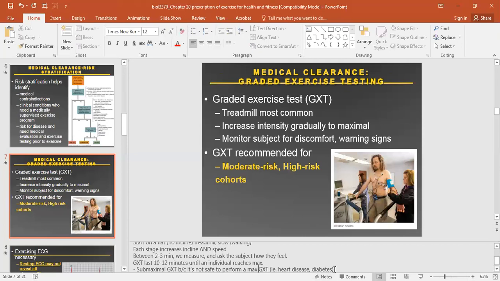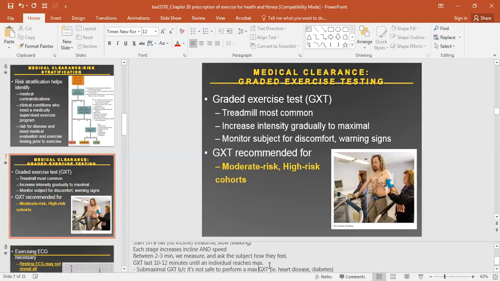So we are able to use submaximal graded exercise tests and track things like heart rate and blood pressure over time, because we know heart rate increases linearly with an increase in intensity. So we will ramp up between stages, both incline and speed, purposely. Increasing speed will allow you to increase intensity, but increasing incline as well just kind of exponentially increases intensity, and it causes a person to work harder faster.